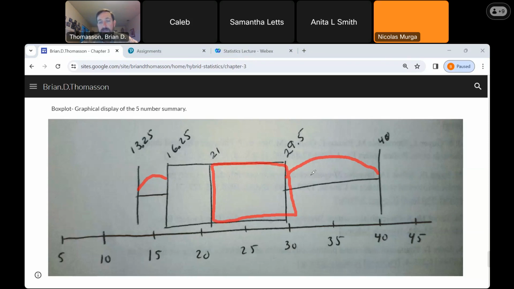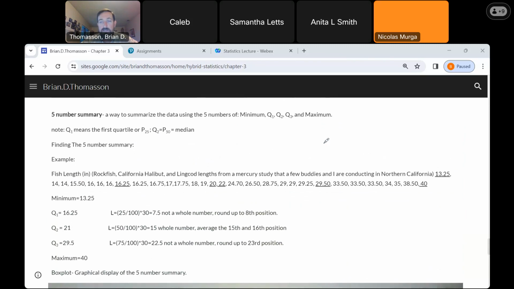Now let's figure out why these two are so close together. That's our smallest region, and these two are so far apart, but they both still only have 25% of the fish. So the minimum to Q1 is our smallest, and Q3 to the max is the largest, but they both have the same number of fish. Okay, so let's look at this.